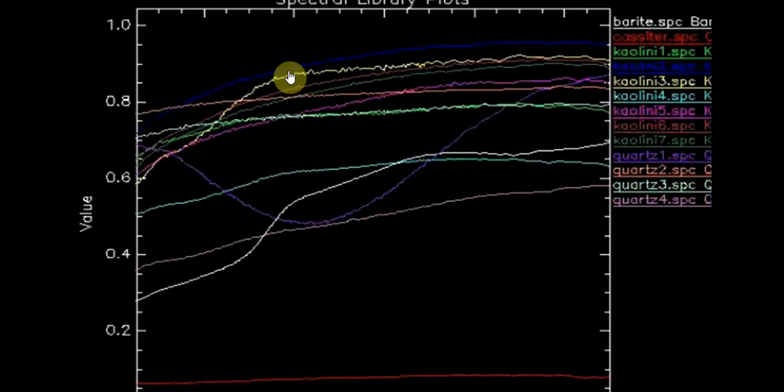You can see some of the plots here, the values, and the wavelength. You can see the quartz lines, the kaolinites, and the cassiterites.